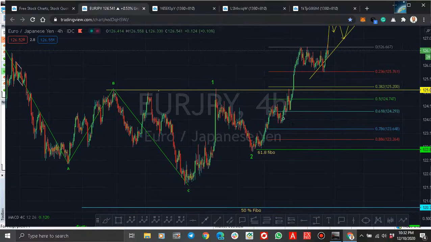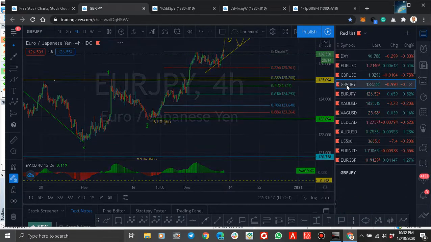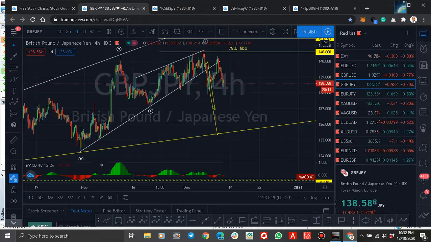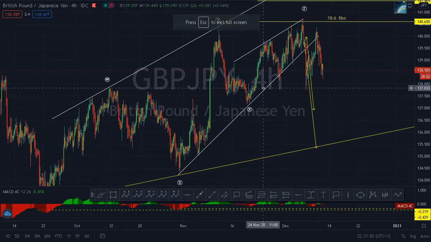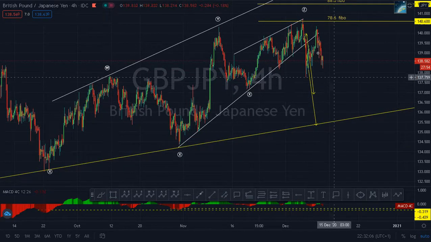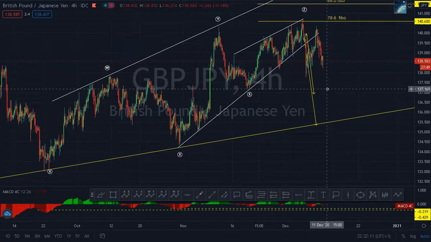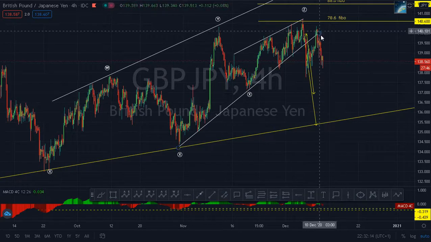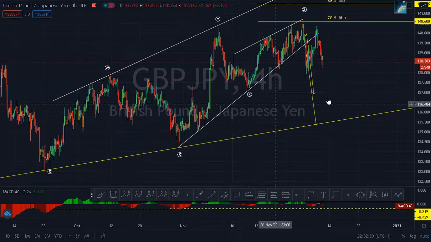Okay, let me go to GBPJPY. GBP pairs are most unstable this time around. There's no way you can be correct analyzing them. I don't know, maybe because of Brexit or whatever. But I remember these lines. I said if it breaks, it will go down. But you can see it go down and come up again, and it's going down again. I think the best thing to do is to forget about this very pair right now.